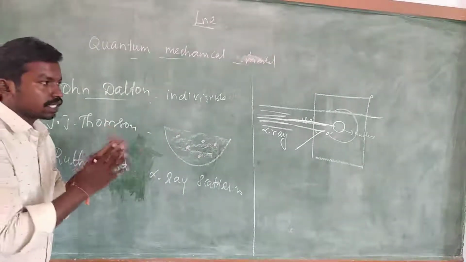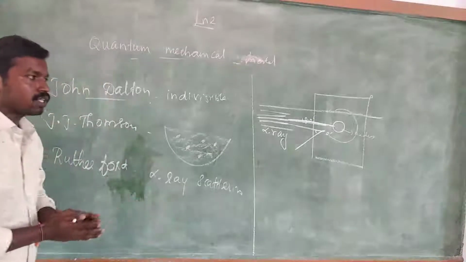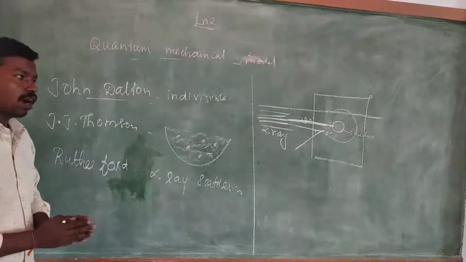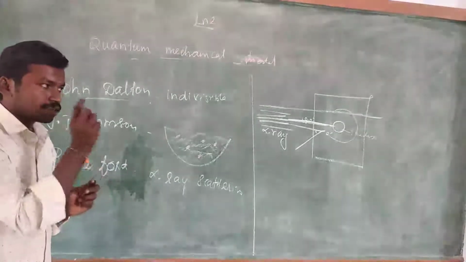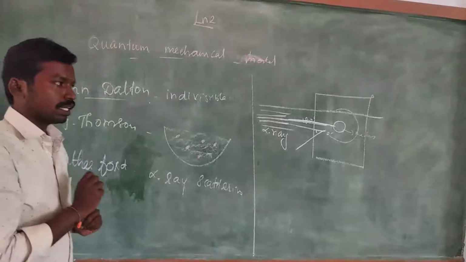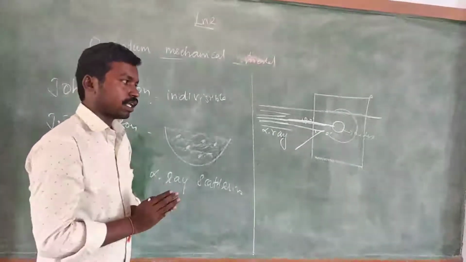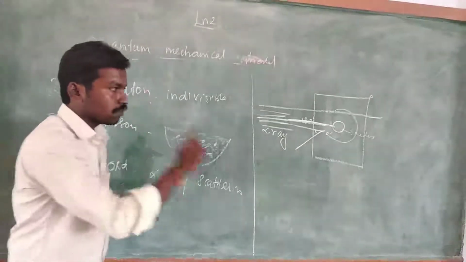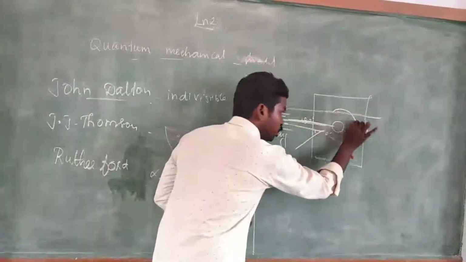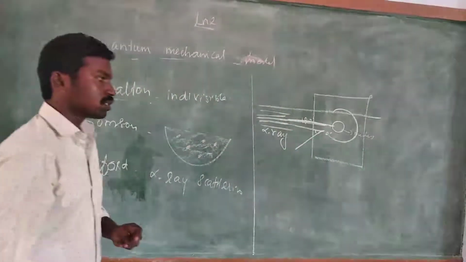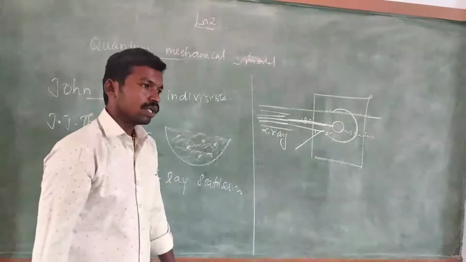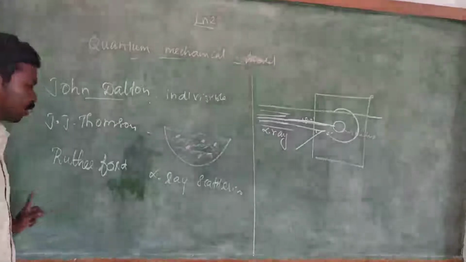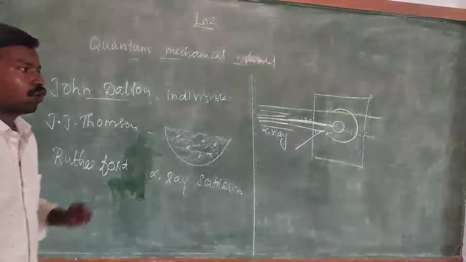So from these observations, he proposed that every atom consists of a positively charged tiny nucleus at the center. At the atomic center, what is there? Nucleus is there, and the electrons will be revolving around the nucleus. So this is the model proposed by a scientist called Rutherford.